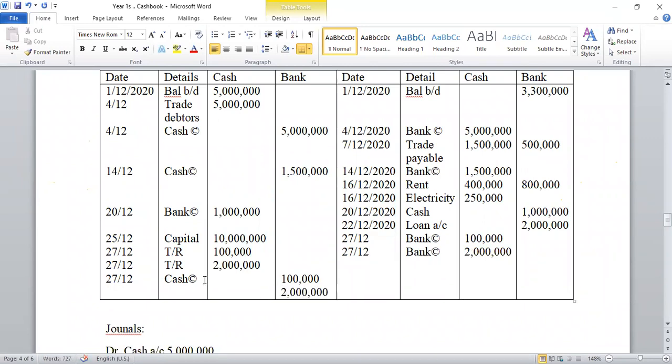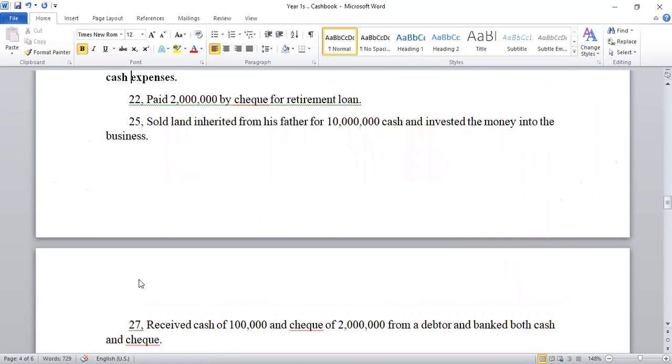Okay, where is the money coming from? It is coming from cash. Okay, it is also contra. What's the date? The same date, 27th December. So by doing this, I've dealt with the transaction on 27th, which said we received a check and cash from the trade debtors. When we received the cash and the check, we went and banked those. So these are the entries, guys. Feel free to ask any questions in the chat. I'll be able to respond.